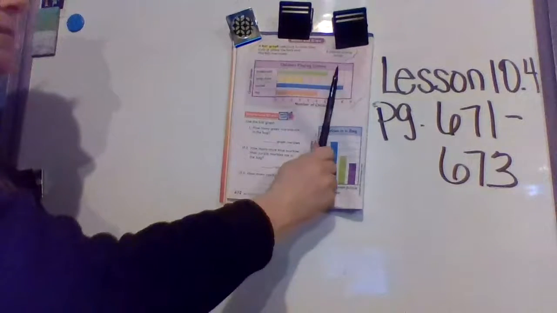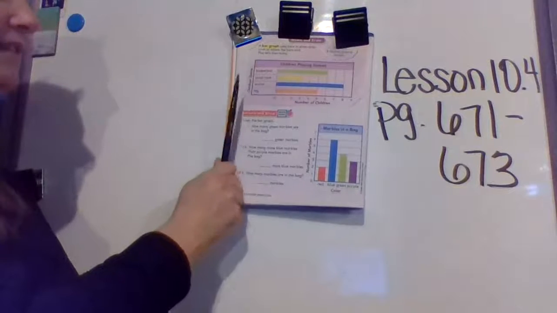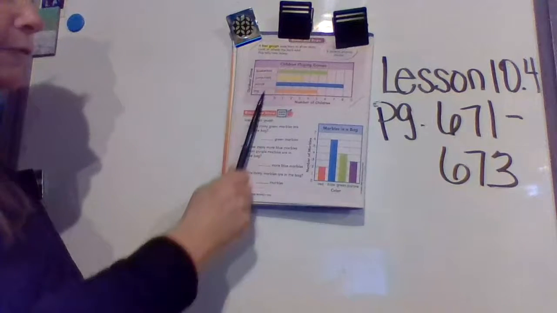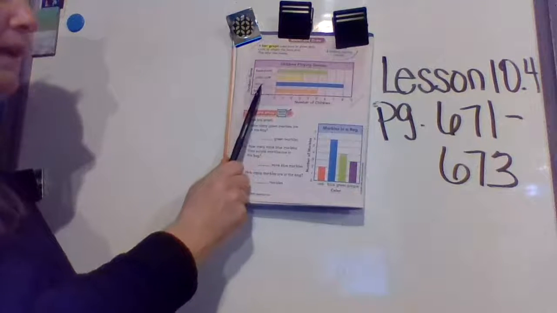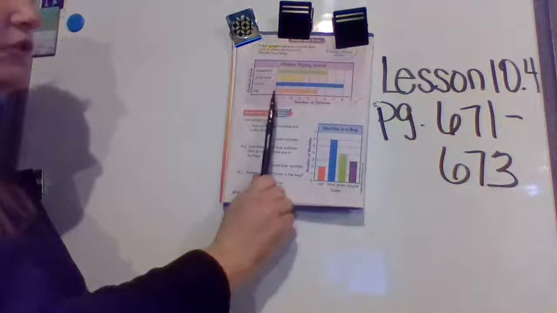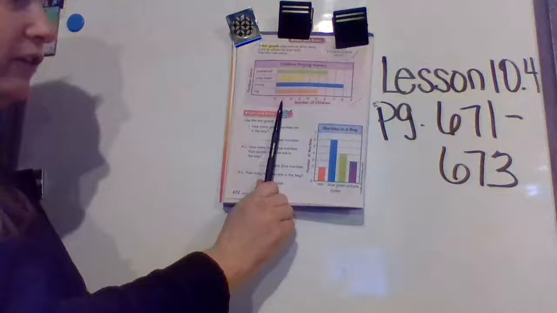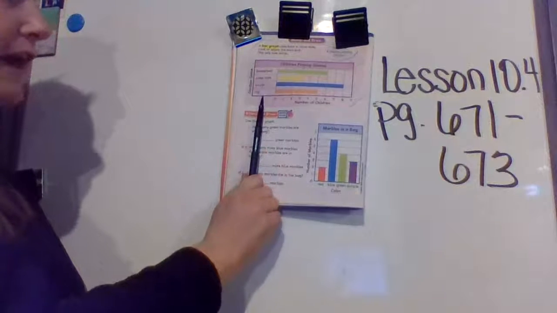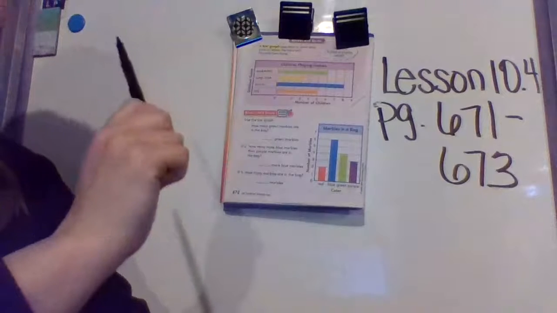So it says children playing games. This is called the y-axis. The y-axis says outdoor games, and the 4 outdoor games that they collected data on were basketball, jump roping, soccer, and tag. And then the x-axis shows us the number of children. So if there was one child that voted for their favorite outdoor game, it would be stopping at this one line.